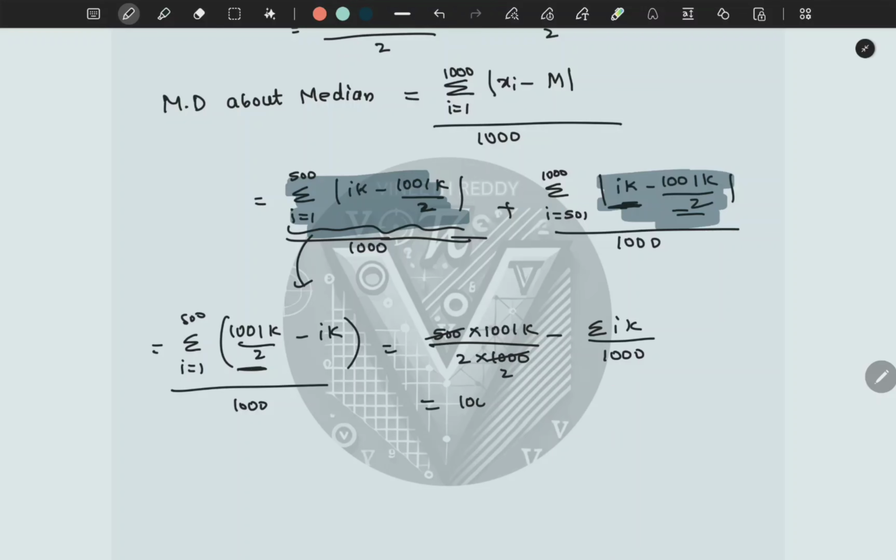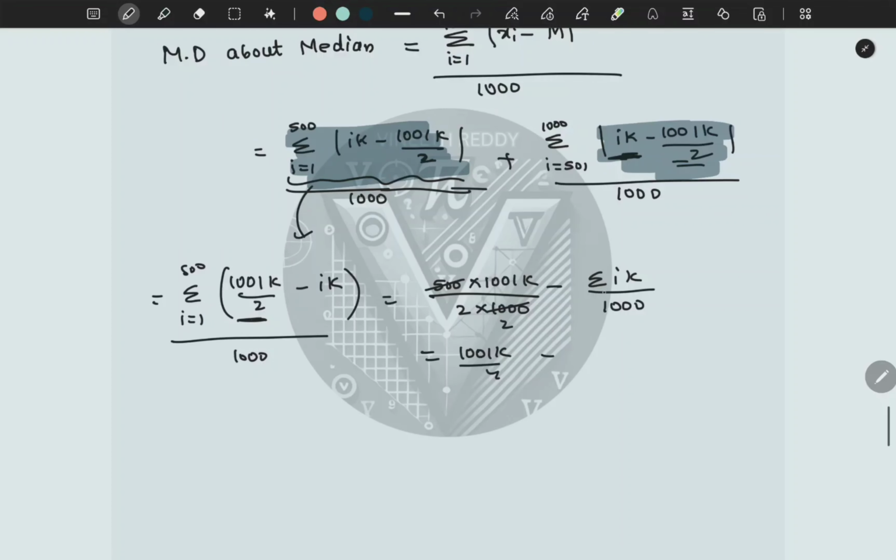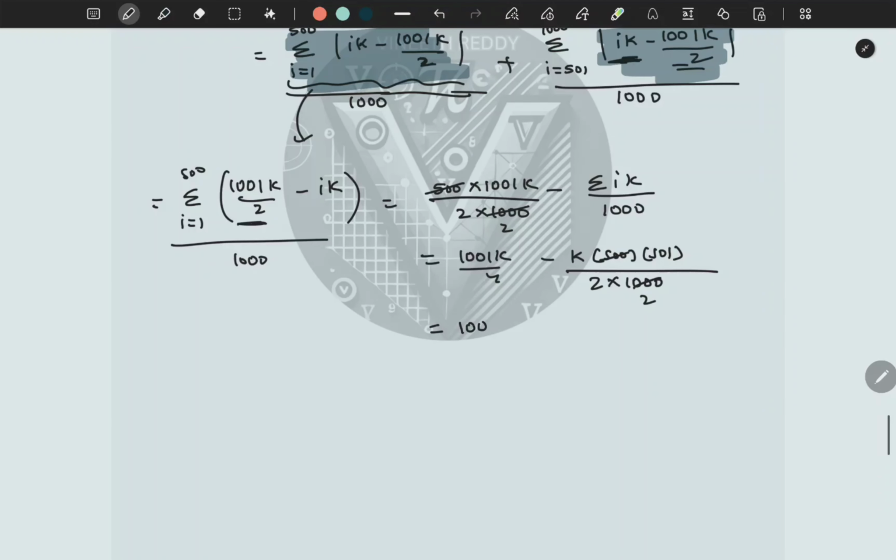So I get 1001k divided by 4 minus, now here sigma i k, I can take k outside. Sigma i will be the summation of the first 500 natural numbers, that should be 500 n into n plus 1 divided by 2, right? So what do I get? 1001k divided by 4 minus 501k divided by 4. Ultimately this is 500k by 4, that means it is 250 by 2, it is 125k.